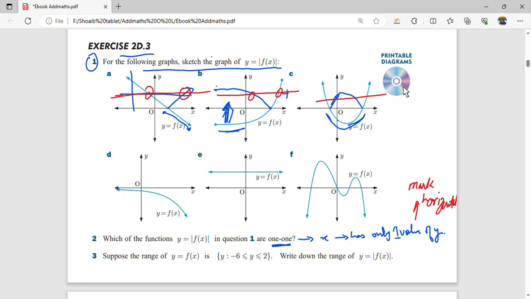It might be possible here if we mark this as the modulus function of f(x), so this would give you one value of y on every x value. This is already positive and has so many values of y. We have different values of y here. So D would be the answer. Part D. Part D is a one-to-one function.